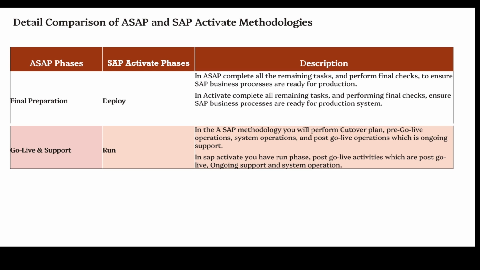The fifth phase of the ASAP is the go-live and support phase. In the ASAP methodology, you will perform the cutover plan, pre-go-live operations, system operations, and post-go-live operations, which is ongoing support. In SAP Activate, you have the run phase. In this phase, you have post-go-live activities, which are post-go-live ongoing support and system operation. So, for your information, SAP Activate is the recommended methodology for S/4HANA projects.